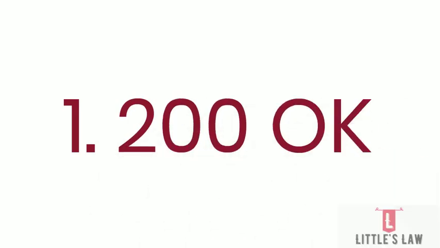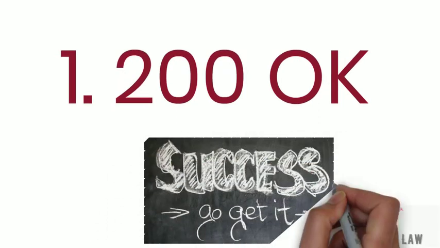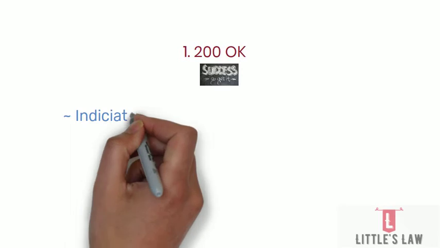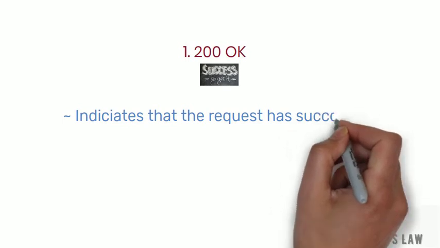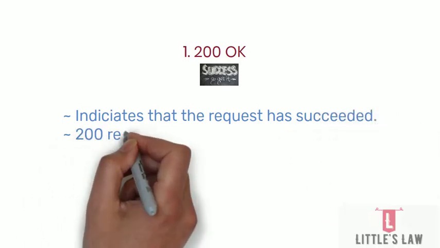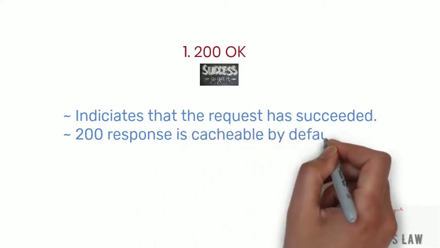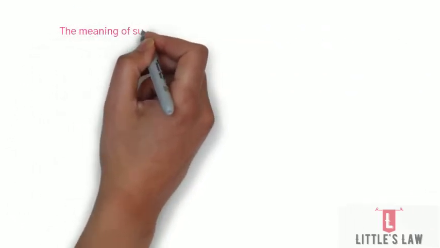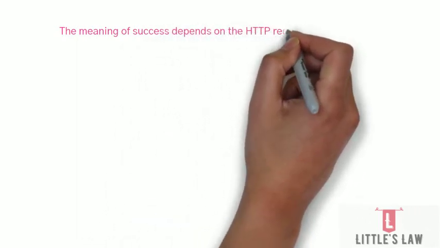So let's now start with the 2XX HTTP status codes, and the first one is 200 OK. The 200 OK success status response code indicates that the request has succeeded. A 200 response is cacheable by default. And we have one more HTTP response that is cacheable, which we'll see later. So just remember these 200 response codes are cacheable by default.